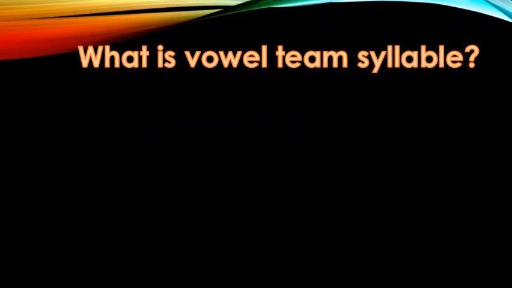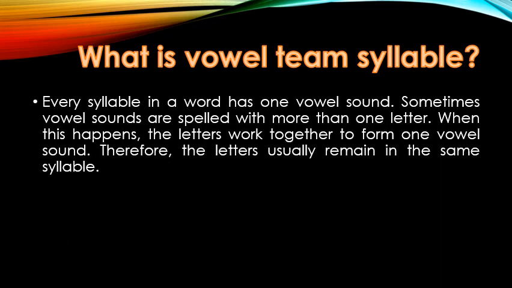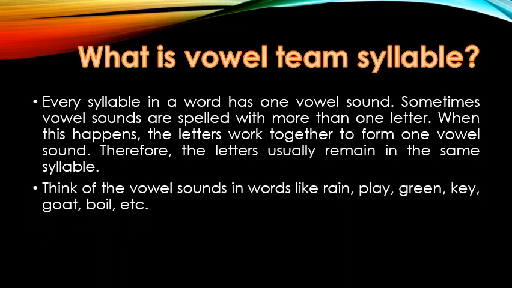Start with what is a vowel team syllable? Every syllable in a word has one vowel sound. Sometimes vowel sounds are spelled with more than one letter. Sometimes in the syllable you find more than one vowel letter. When this happens, the letters work together to make one sound. Therefore, the letters usually remain in the same syllable. Let's think of the vowel sounds in these words: crane, rain, play, green, key, goat, boil, etc.